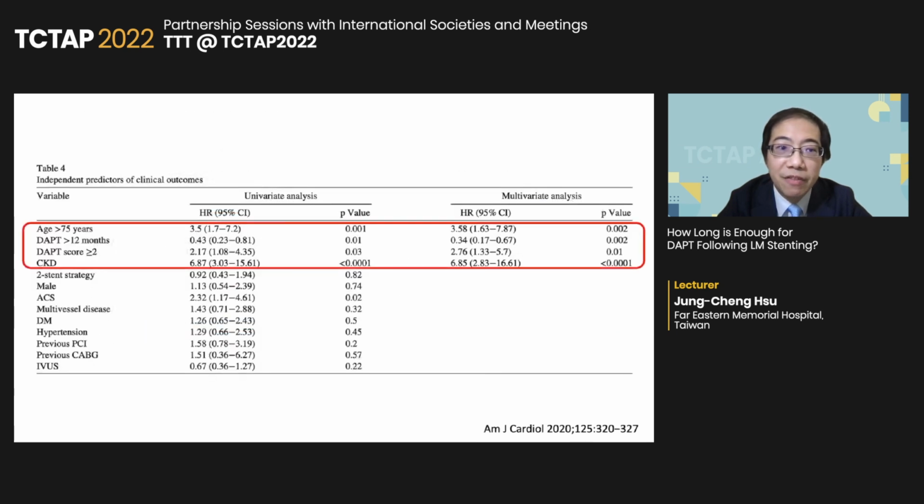And from multivariate analysis, age over 75, DAPT score equal or greater than 2 points, and chronic kidney disease are the predictors of worse outcome. However, the DAPT use more than 12 months is the predictor of better outcome.